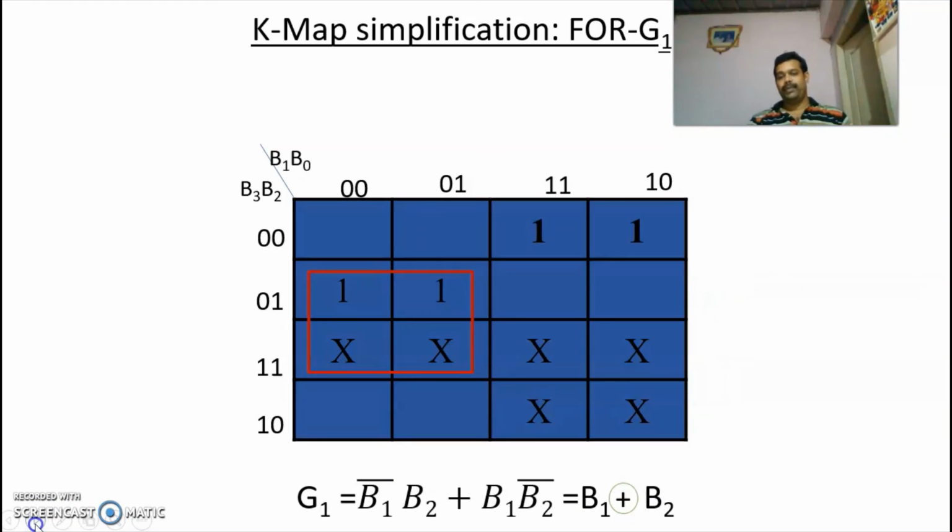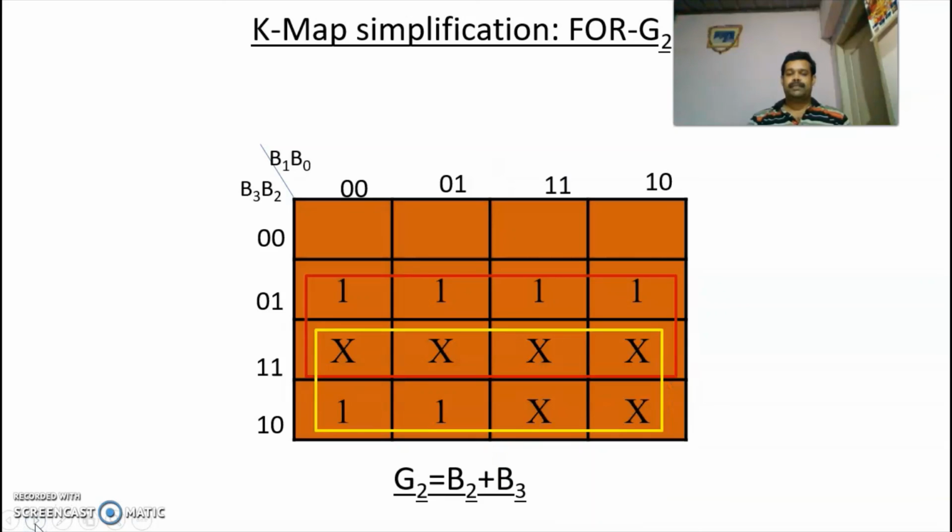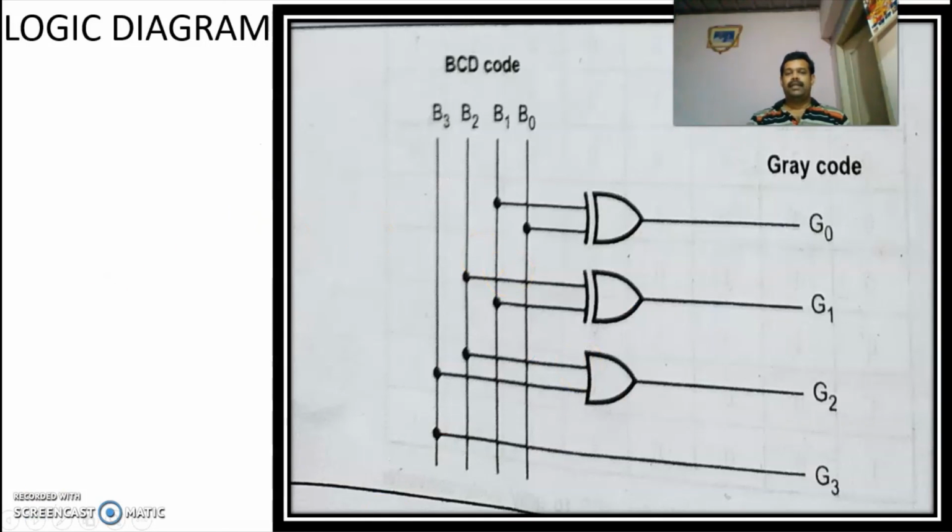These are the two groupings. Next for G1. So these are the two groupings. After grouping, we are writing the expression. Next for G2. Then we are drawing the logic diagram for the expression that you got.